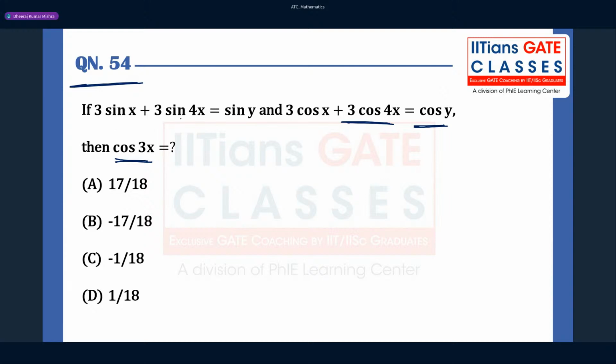3 sin x plus 3 cos 4x equal to sin y. So what we can do here is this is equation number 1. You can say this is equation number 2. Okay. Some more questions are there. We can just take a look quickly.